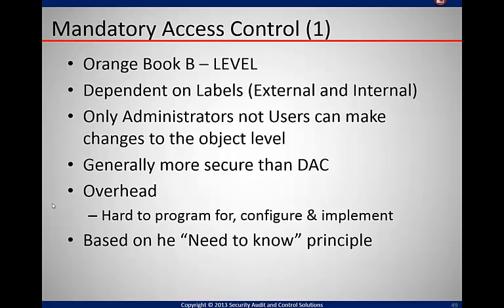Mandatory access control, this is Orange Book B level. It is dependent on labels, and there can be external labels, such as on printers, and also internal labels on the file itself, which determine rights and access. Only administrators and not the users can make changes at the object level. Consider when you buy something from iTunes, there is digital rights management in that. Apple assigns the right to the user, you, to use that file. And you cannot change any rights on that file to give it to somebody else. So it has to be assigned by an administrator with a policy.